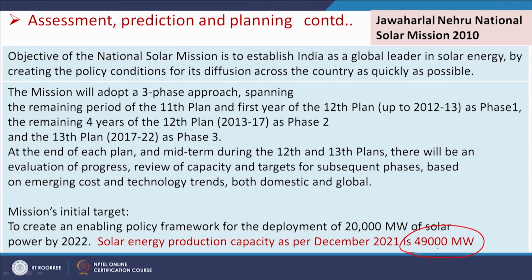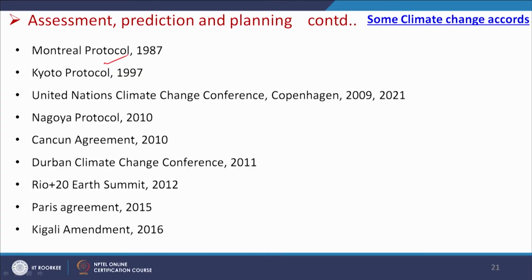In a similar way, many international accords or treaties have also been made to protect the climate across the globe. Some examples are the Montreal Protocol, Kyoto Protocol, United Nations Climate Change Conference, Nagoya Protocol, Cancun Agreement, Durban Climate Change Conference, Rio 20 Earth Summit, Paris Agreement, and Kigali Amendment.